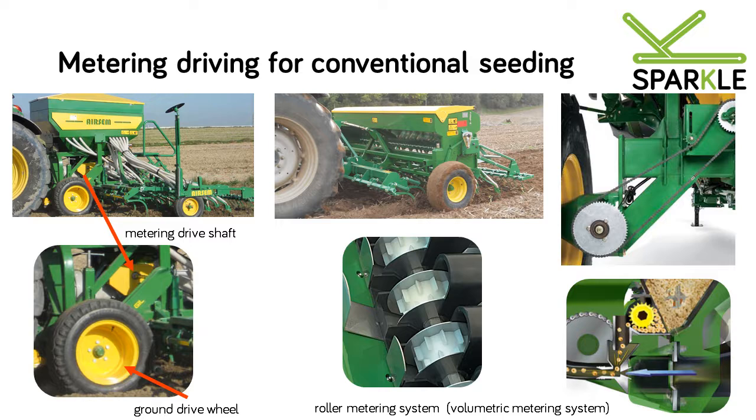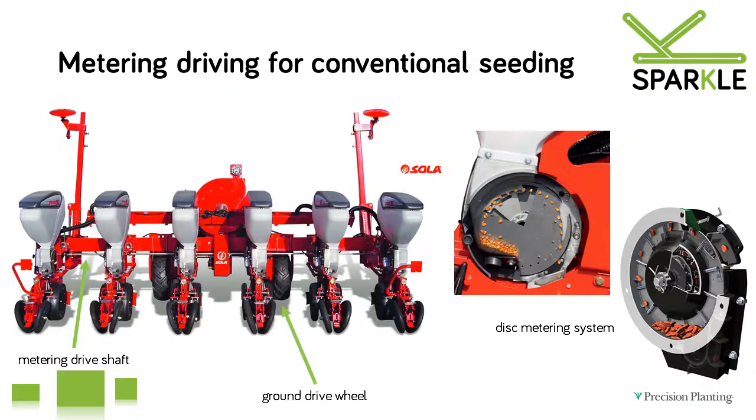Pictures illustrate some examples of the mechanical elements included in conventional metering driving for volumetric system. It is worth noting that a single shaft drives all the rollers. For disc metering systems, the same elements are mounted, and again, all the discs are driven by the same shaft.